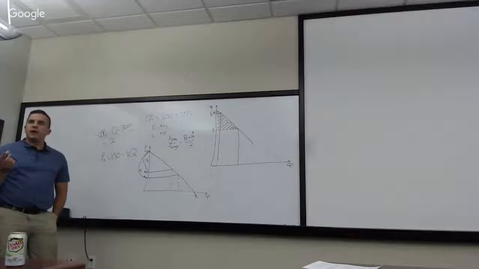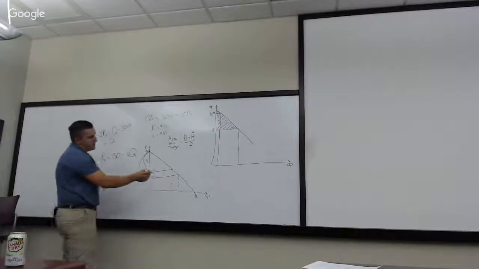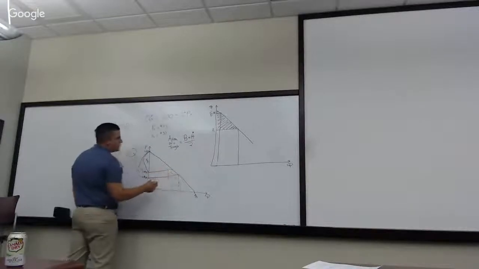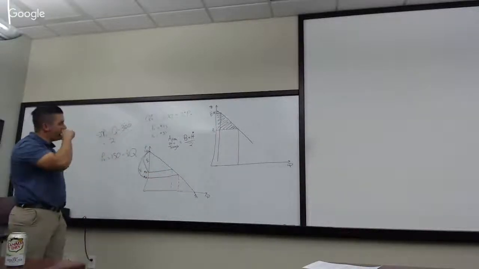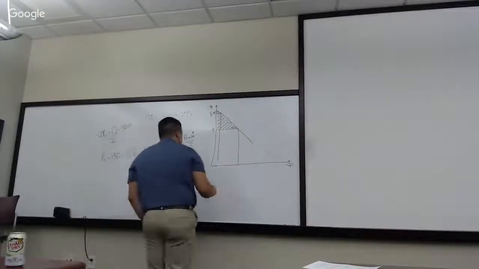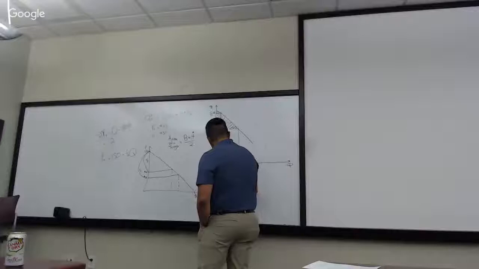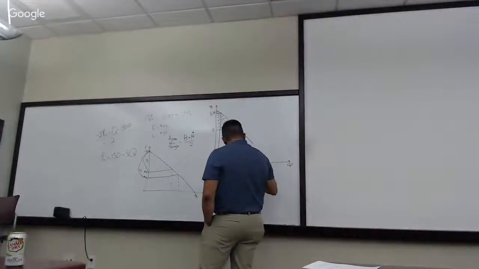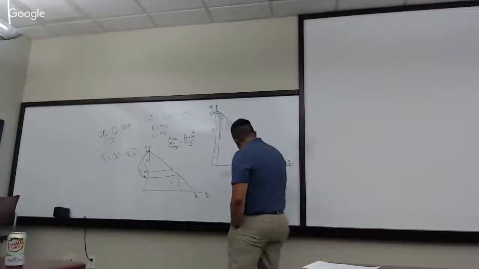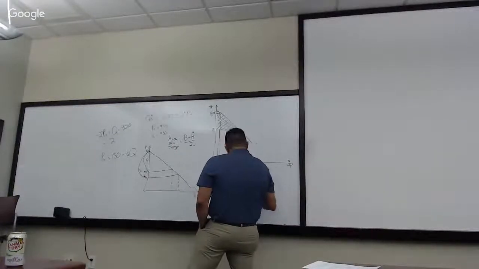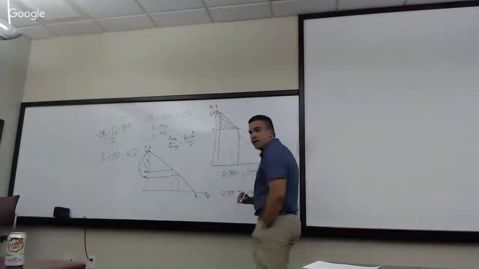The way we figure out the base of our triangle is we figure out what quantity is going to be sold in the market when the price is 45 and what quantity is going to be sold when the price is 30. To do that, we can just plug these prices back into our original quantity demanded function. So quantity is going to be equal to 300 minus 2 times 45. And then quantity is going to be equal to 300 minus 2 times 30.